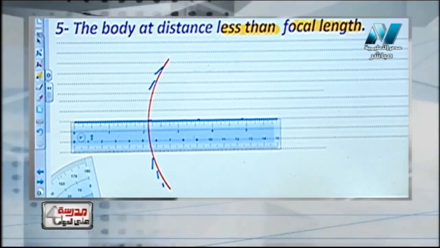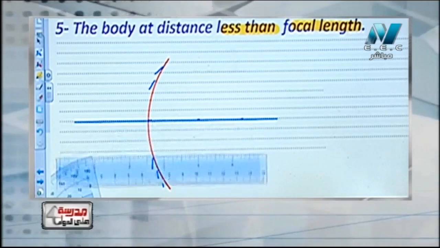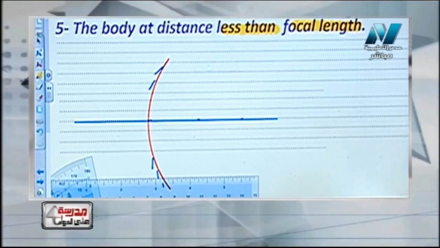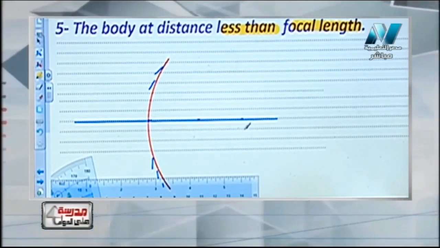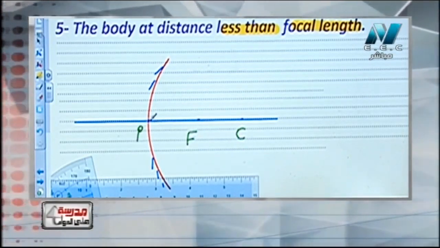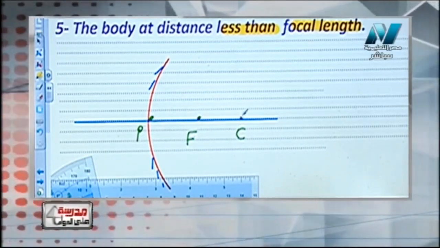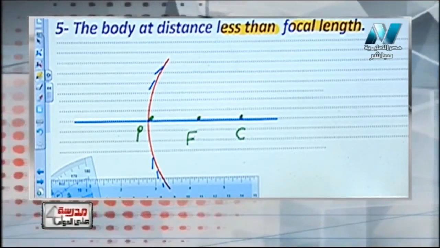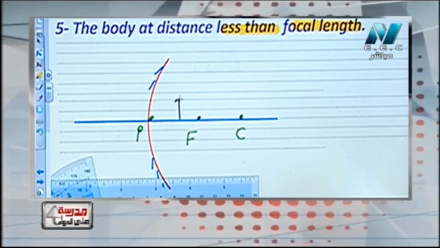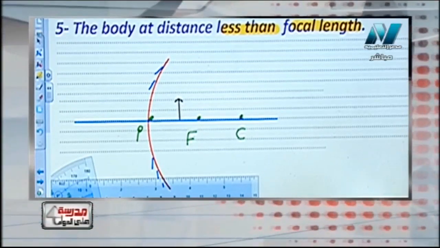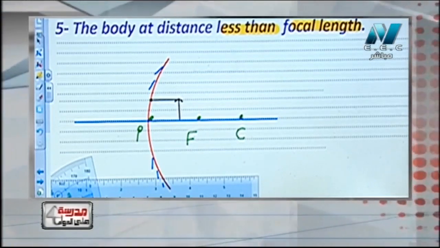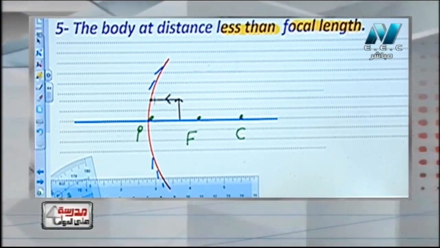Now, the position of the object, in which place? Of course we know now we have 2 rules. Here are C, F, and P. The object is here. Its place is between F and P, at distance less than focal length. So if the focus is behind the object, we should use rule number 3. Rule number 1, a light ray parallel to the principal axis, will reflect through focus, as we see.